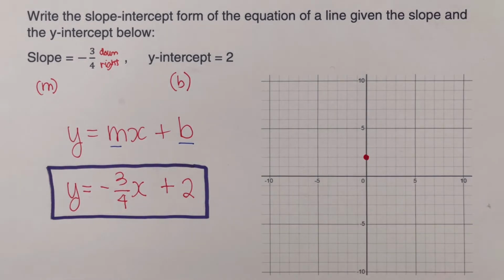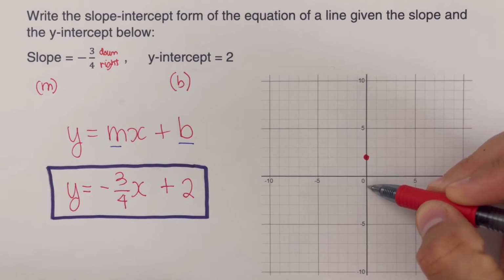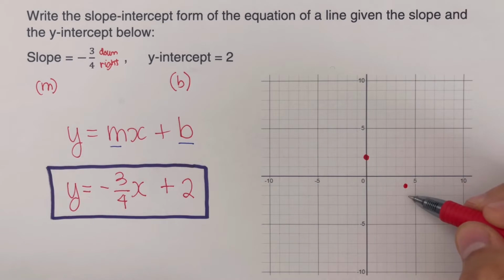So I go ahead and go down 3: 1, 2, 3. Right 4: 1, 2, 3, 4. Again, we go down 3: 1, 2, 3. Right 4: 1, 2, 3, 4.